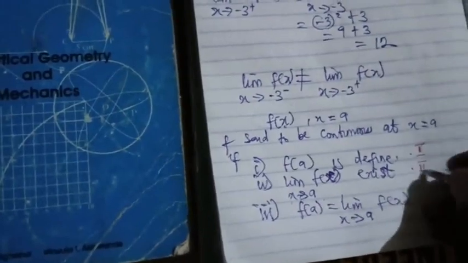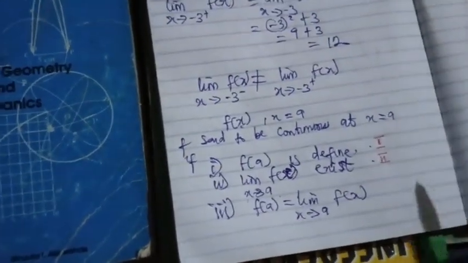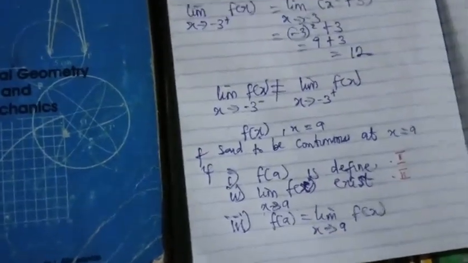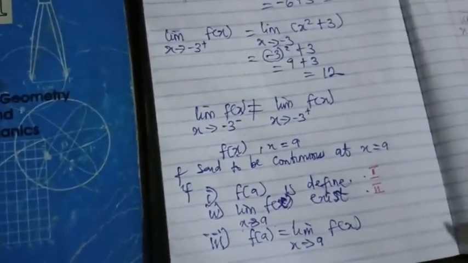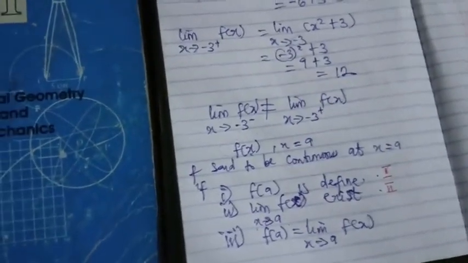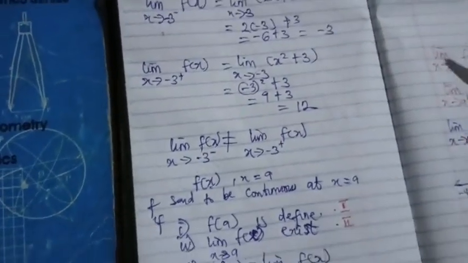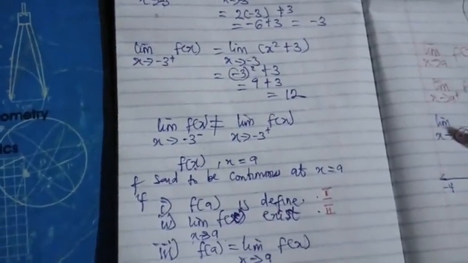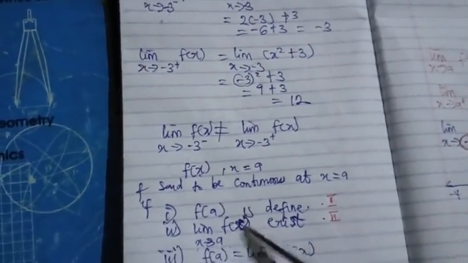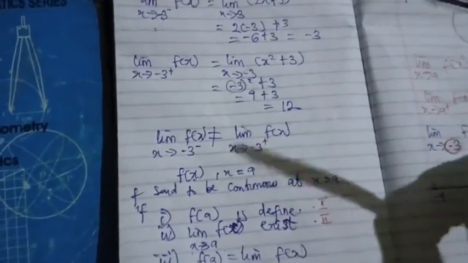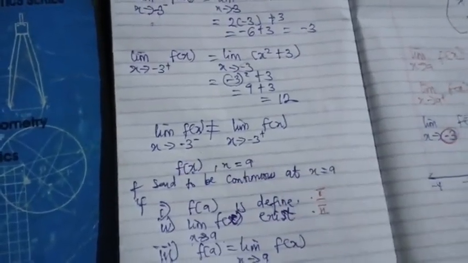If the result obtained in step 1 equals the result obtained in step 2, then we'll say yes, the function is continuous. Now listen, if it fails at any point, the function is not continuous. I repeat, if it fails at any point, the function is not continuous. For this, maybe we will make a series again on continuity of a function.